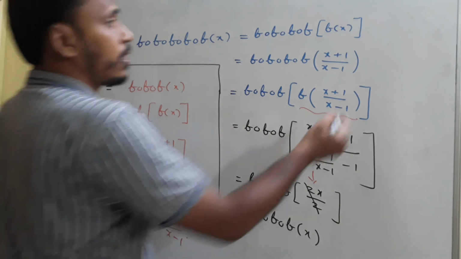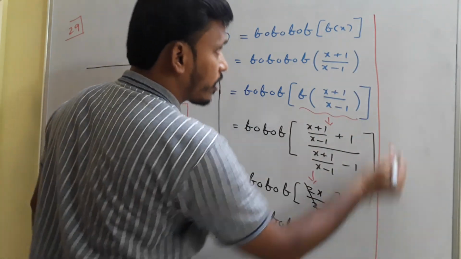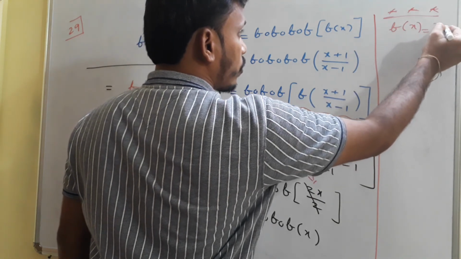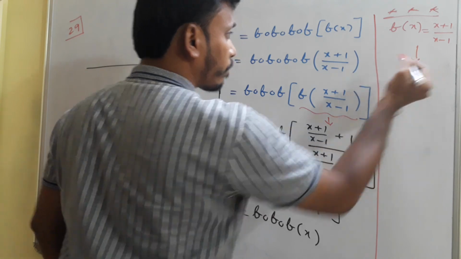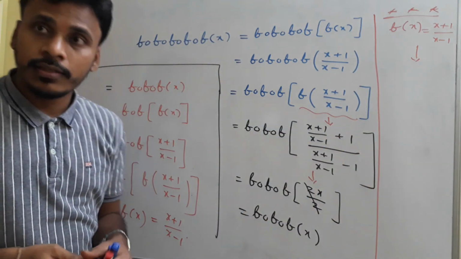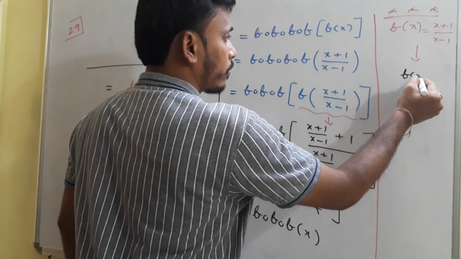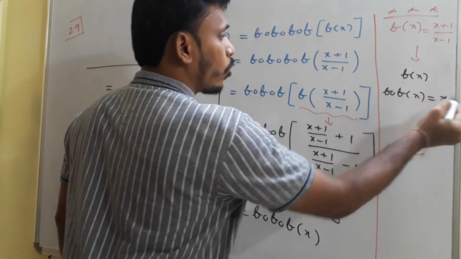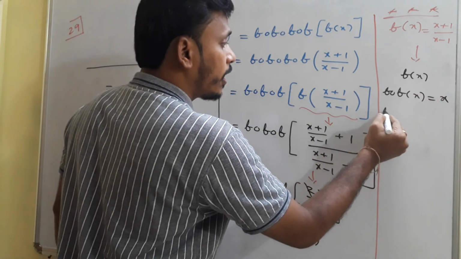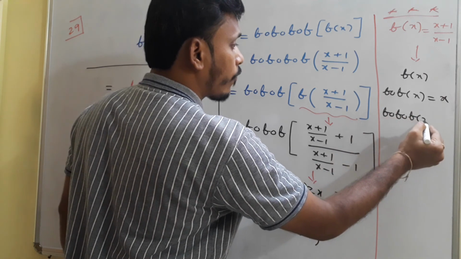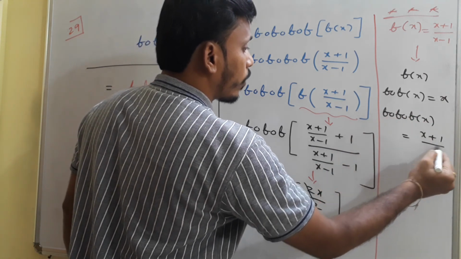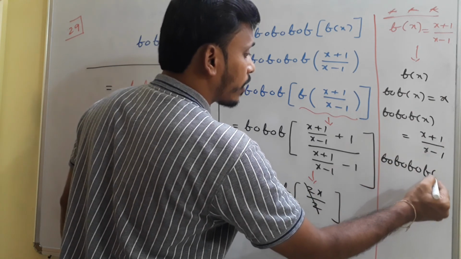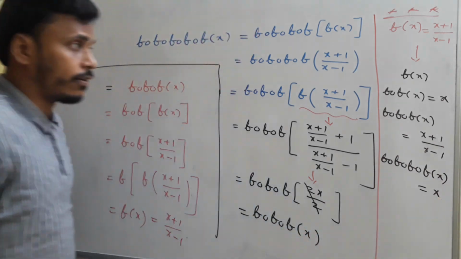See, this f of x equal to (x plus 1) by (x minus 1) is a different function. This is again an observation. For this particular f of x, when you apply f circle f of x, you will get x only. Whereas if you apply it 3 times, again you will get (x plus 1) by (x minus 1). And if you apply it 4 times, again you will get x itself.